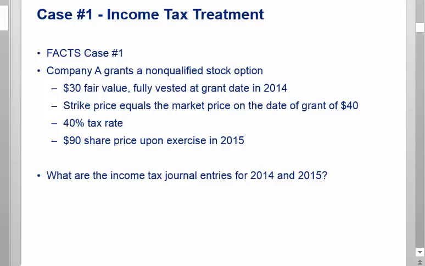The strike price equals the market price of the stock on the date of grant, which is $40. So I give you an award today, the stock is worth 40, and I tell you anytime in the next 10 years, you can give me 40 and I'll give you a share of stock. That's what that's saying. Tax rate's 40%, and then in the year of exercise, the stock is $90.